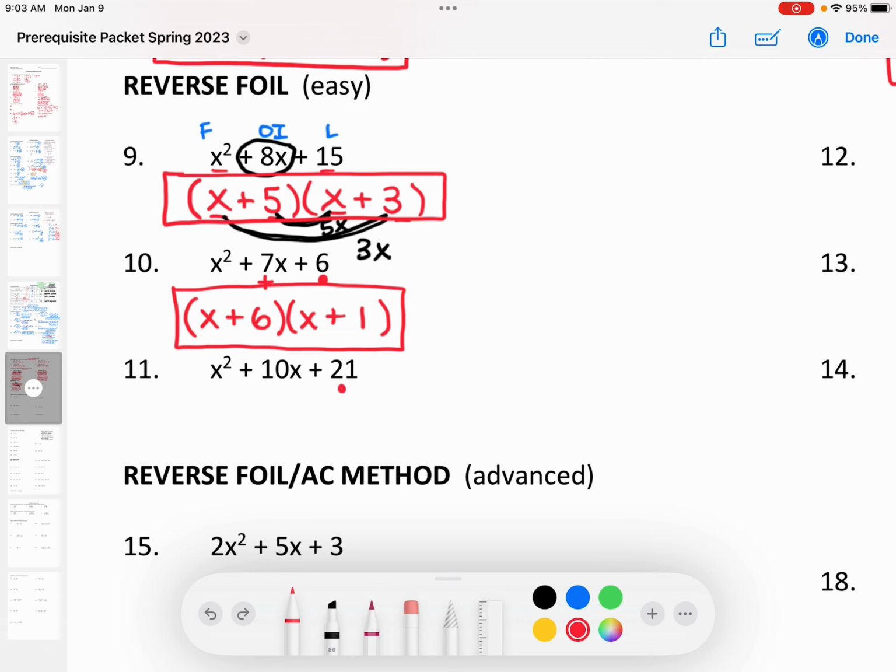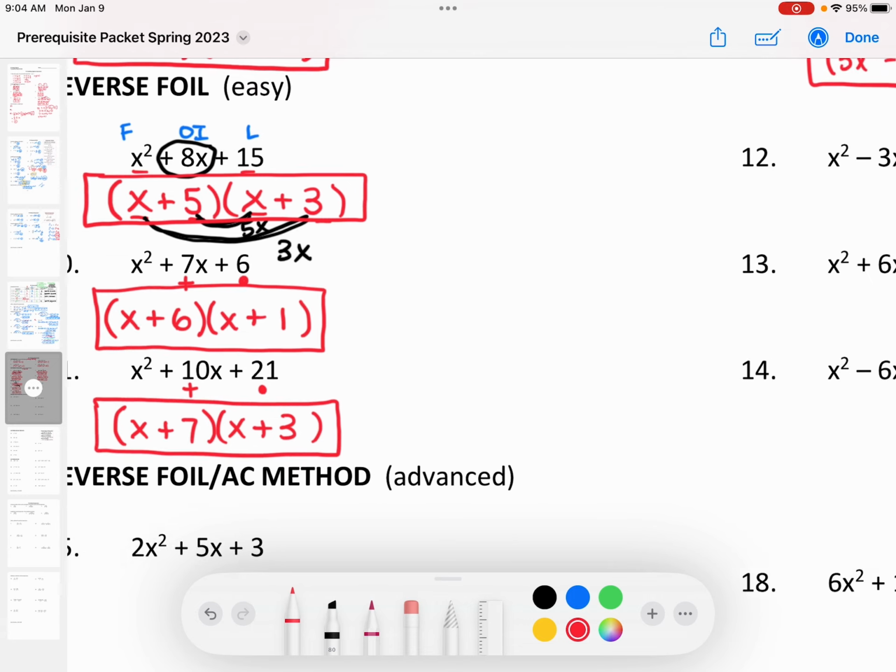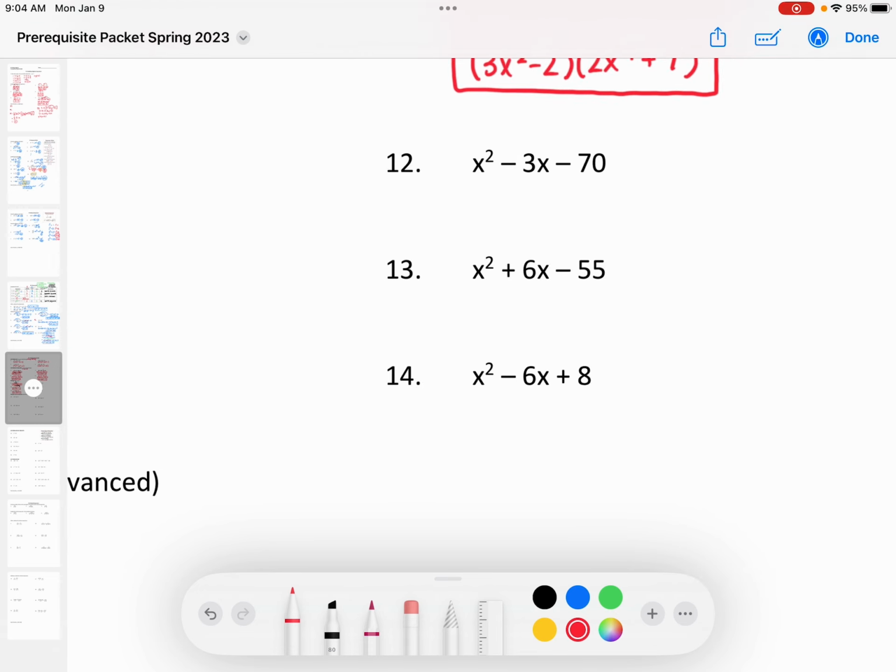Again, multiplying to make 21 and adding to make 10. 7 and 3. Gets just a little bit trickier with the negatives, so multiply to make negative 70 and add to make negative 3. Let's think about that.